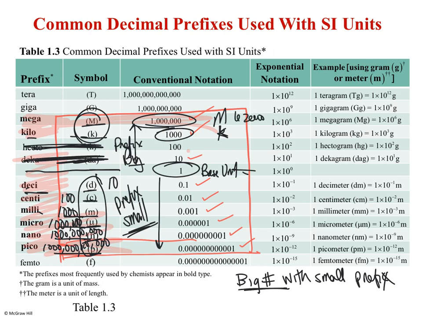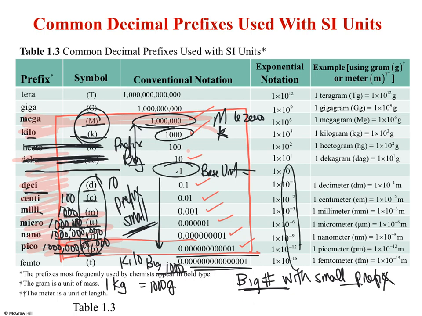So if you do a big number with a small prefix, you always go to the base unit. So someone's always going to get a 1. So if you have gram and kilogram, well, kilo is big, and it means 1,000. So the big number will go with the smaller prefix. So 1,000 goes with gram and 1 goes with kilogram. And that way you don't have to deal with these smaller numbers here. You don't have to deal with the negative exponents.